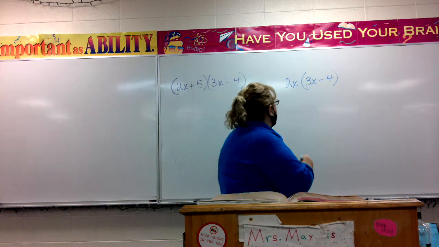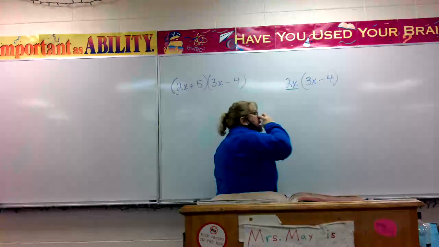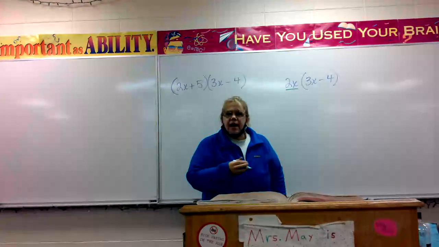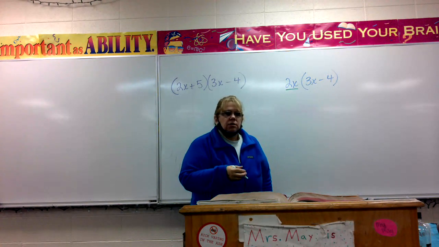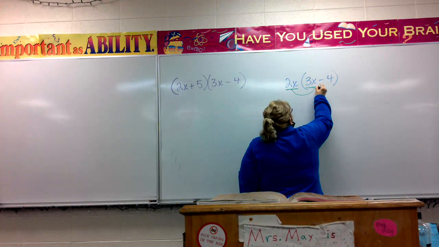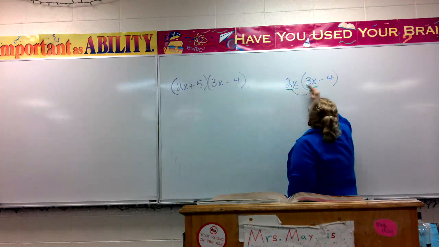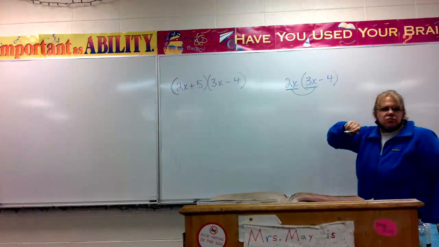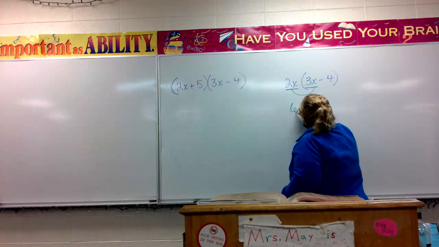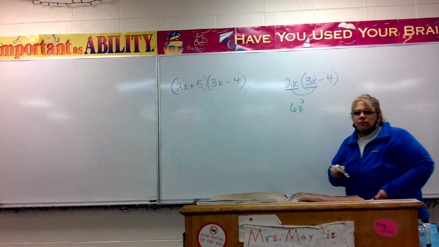You have to take the 2x, and by the way, you can't do anything inside the parentheses there, right? 3x minus 4. You can't do that because they're not like terms. So we're going to move outside and multiply. Distributive law. So we have first 2x times 3x. What is 2x times 3x? Well, 2 times 3 is 6. x times x, x squared, right?